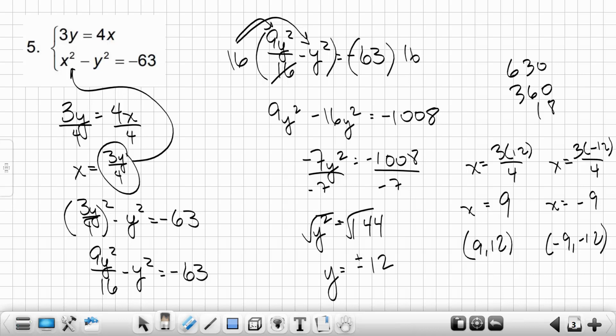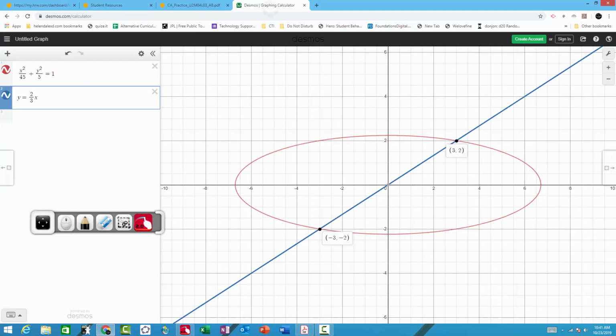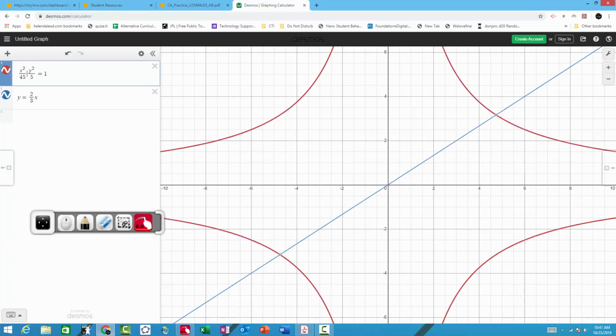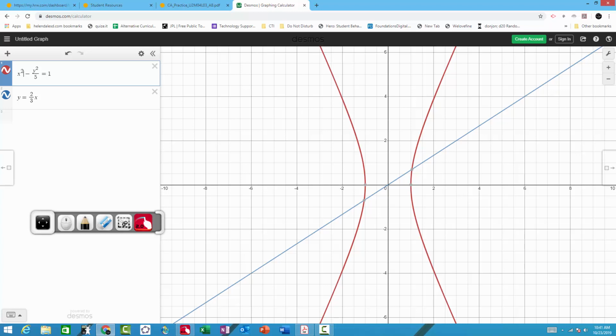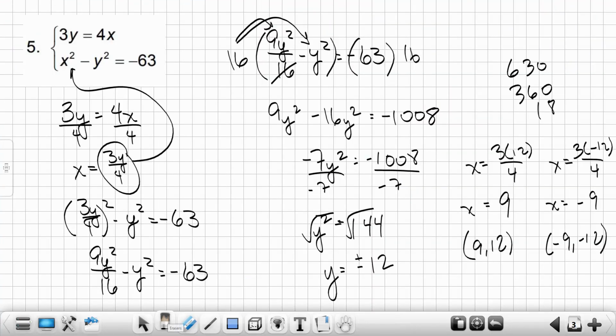I want to show you guys what a hyperbola looks like, so let's go ahead and take a look. Not hyperbole. Hyperbola. It was x squared minus y squared equals negative 63.